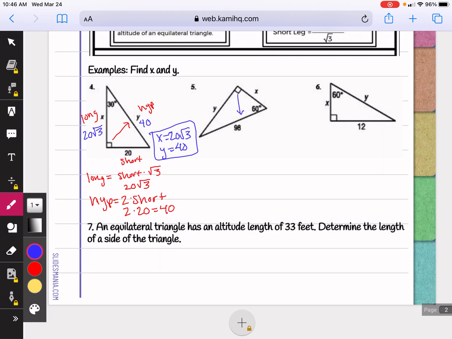In our next example, 98 would be our hypotenuse because it's directly across the 90-degree angle. So x would be our short leg and y would be our long leg. And then the formula for short leg, when you know the hypotenuse, is hypotenuse divided by 2. So we do 98 divided by 2, that comes out to 49.